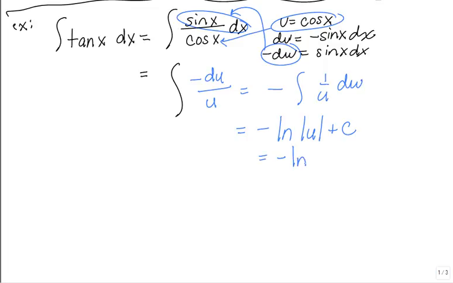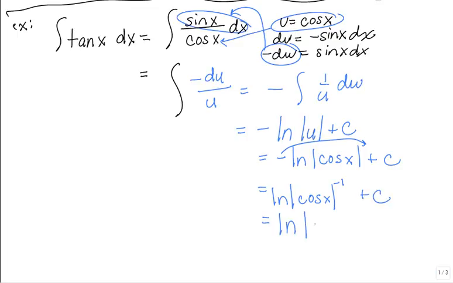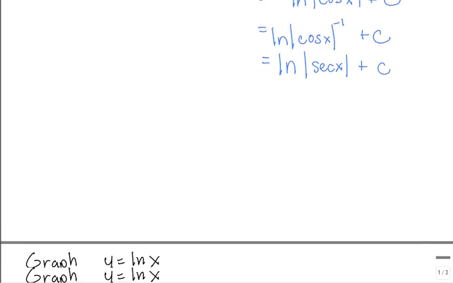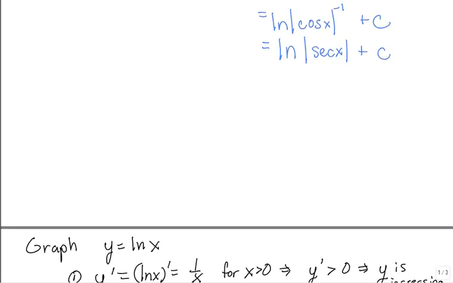Okay, substituting back in for u, we get u is cosine x, and this is an indefinite integral, so we need the plus c. The negative can come up. Remember, any numbers in front can come up and become an exponent, and that's 1 over cosine, which is secant. So the integral of tangent is ln of secant.